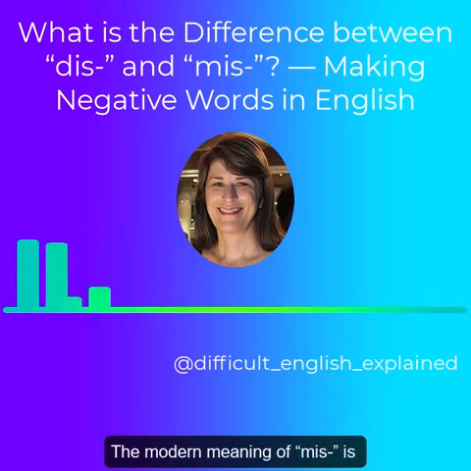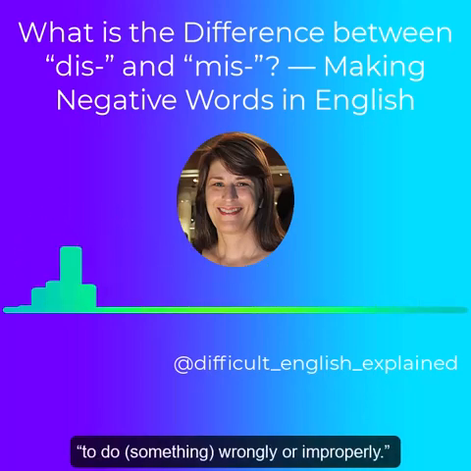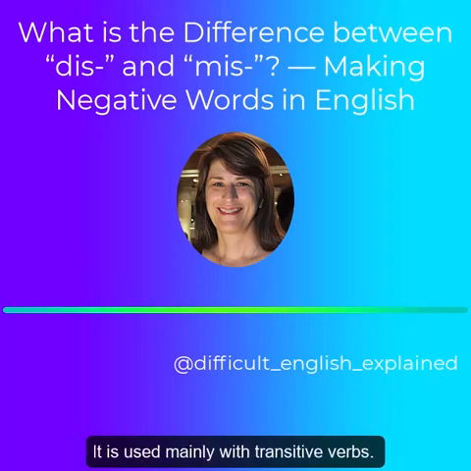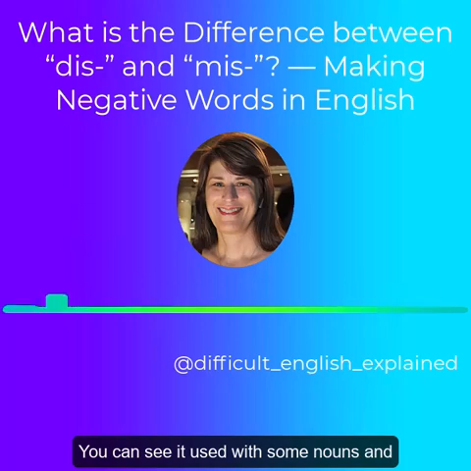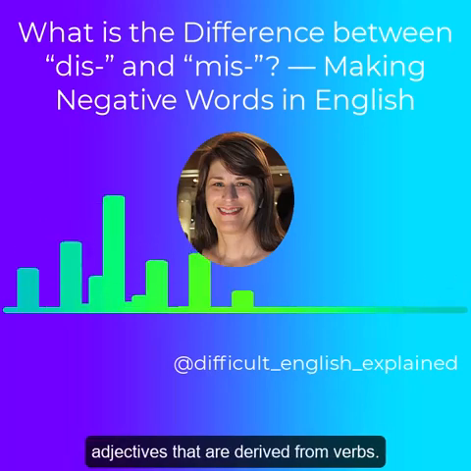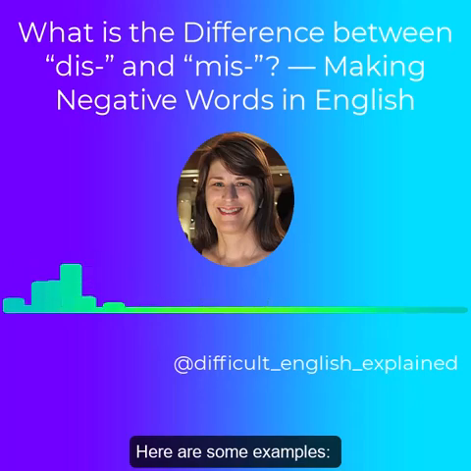The modern meaning of miss is to do something wrongly or improperly. It is used mainly with transitive verbs. You can see it used with some nouns and adjectives that are derived from verbs. Here are some examples.